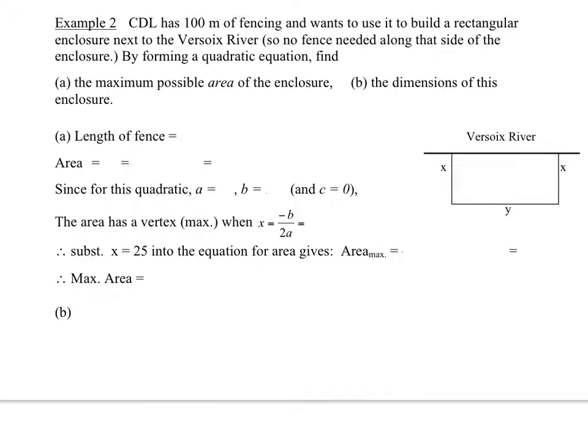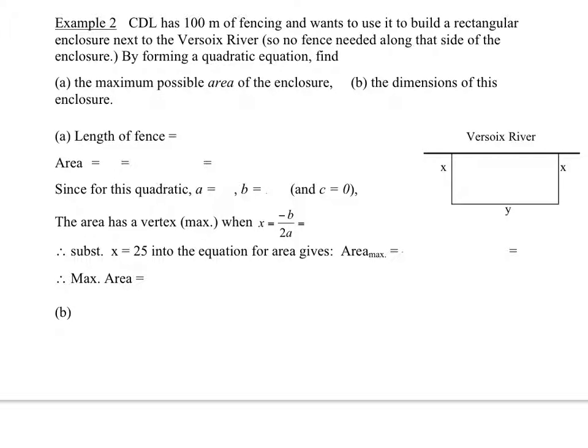In example 2, in this situation we've got the Versoix River running along here, and somebody wants to build a rectangular enclosure next to the Versoix River. There's no need for a fence along here, but there's going to be a fence here, here and here. Our job is to try and find the maximum possible area for that enclosure. How to make this area in here as big as possible.